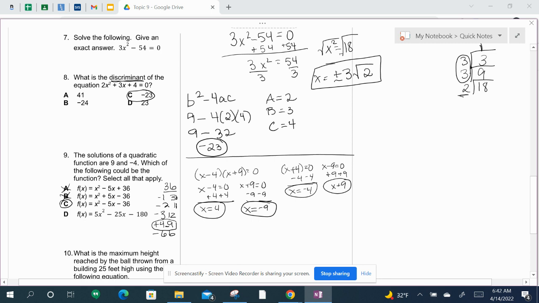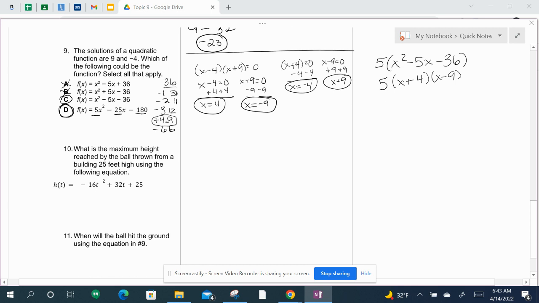Now, since this one says select all that apply, I want to go ahead and look at answer choice D. And answer choice D at first glance looks like not a very fun problem, so I could use quadratic formula on this. But I also notice that everything looks like it ends in 5 or 0, so it might have a greatest common factor of 5. So when I do that, I take that 5 out, and I'm left with x squared minus 5x minus 36. And I notice that that's exactly the same thing as problem D, which means this would factor into x plus 4 and x minus 9, which means it would have the same solution. So in this case, D would also work.